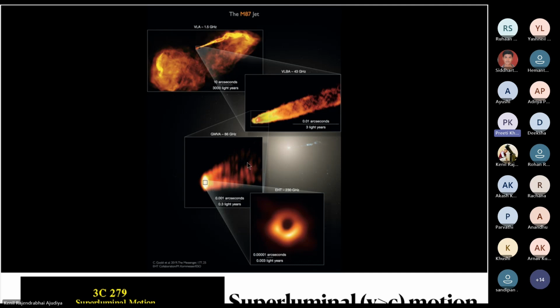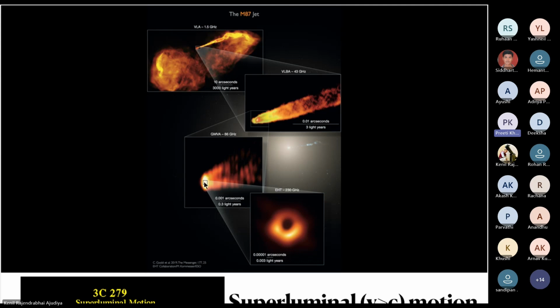The second panel was at 43 gigahertz, and now this is at 86 gigahertz. So if you remember resolution being proportional to lambda by D, you are now going to shorter and shorter wavelengths, and thereby increasing resolution. So GMVA, of course, also resolves that so-called core emission into a core and a jet. But now you start seeing interesting effects.